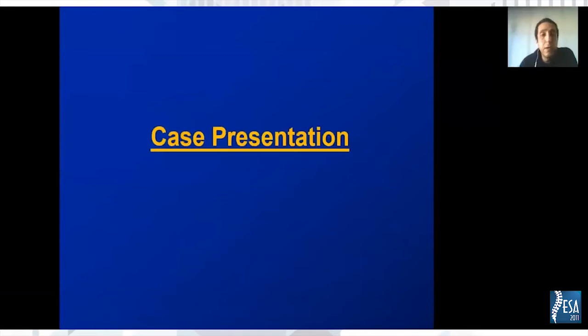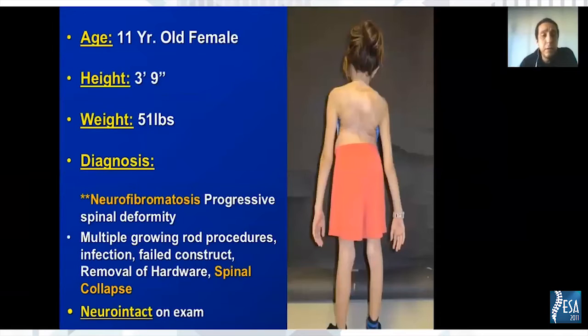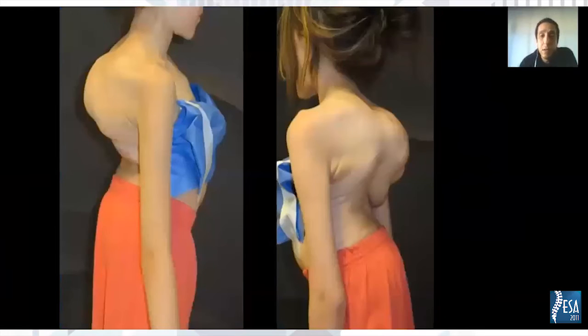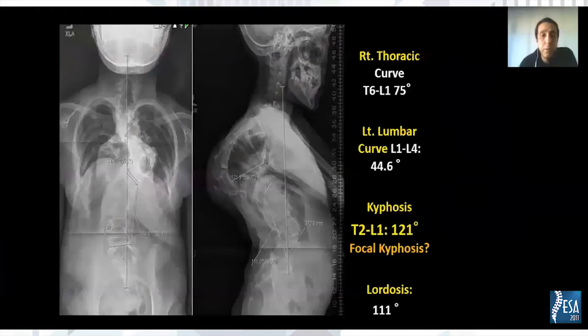So we'll go through a quick case presentation. This is an 11-year-old patient who had neurofibromatosis and multiple growing rod procedures that ended up with infection, and they had to remove the hardware. Unfortunately, after that, her spine completely collapsed. She was still neuro intact though. If you look at her images, there's a very severe deformity in both planes.